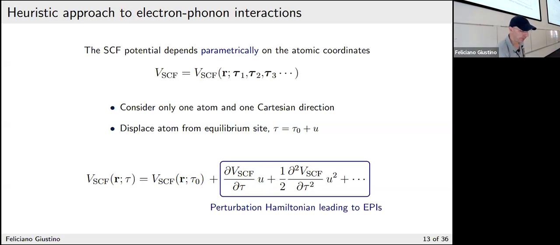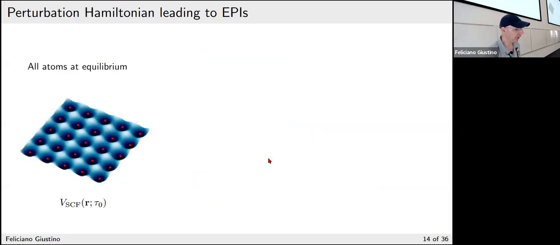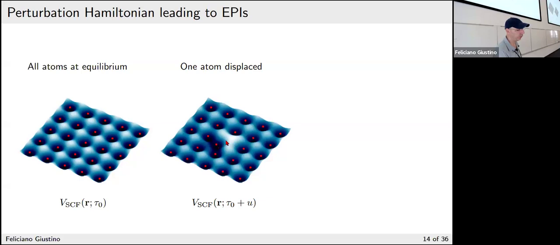Just to put this in visual terms, it's a cartoon where we have the atoms represented by red dots. They generate a self-consistent potential for the electrons that is this blue surface. Very simple. And then I imagine moving this central atom a little bit to the left. So this atom has moved from here to here, and my self-consistent potential has changed a little bit. If I compare this picture with this picture, there's a little bit of a change.